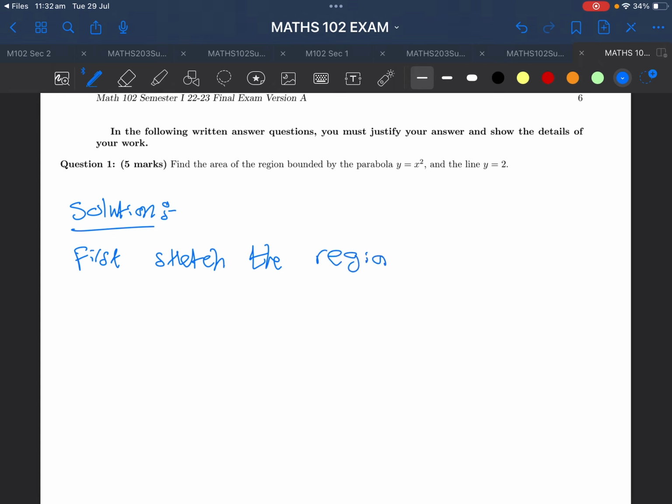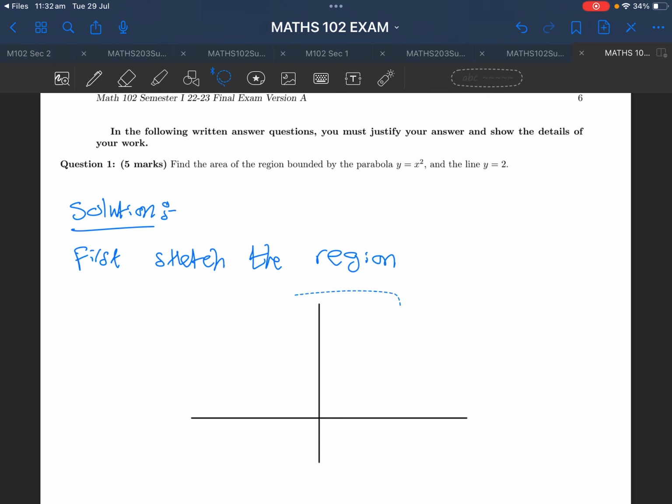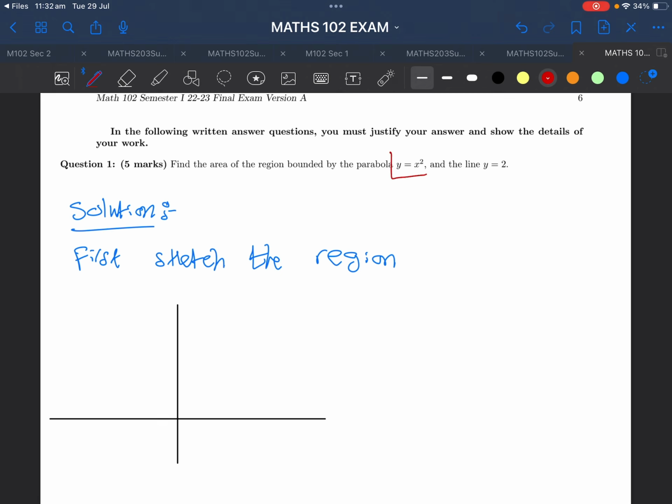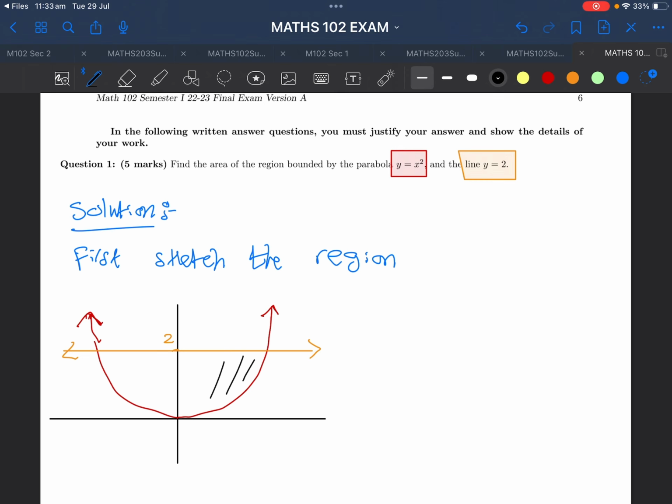Now, how do we sketch the region? Let me just do it to the left side so I can do the intersection point to the right. First of all, I have the parabola, which is y equal x squared. That's the easy one, which looks like this one here. This is just a rough estimate. This is the parabola. And then you have the line y equal to 4. Remember, if we have y equal to a number, this will be a horizontal line at that number. So the area will be like this. And now the area we are talking about is this one here.